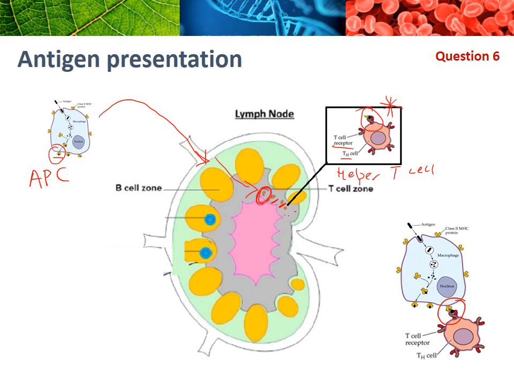Okay, so it is specific. They will bind together, and that initiates the third line of defense. That's when we say that the adaptive immune response has started, because a helper T cell has bound with specific antigen on that antigen presenting cell. Okay, so just go in and answer question 6.